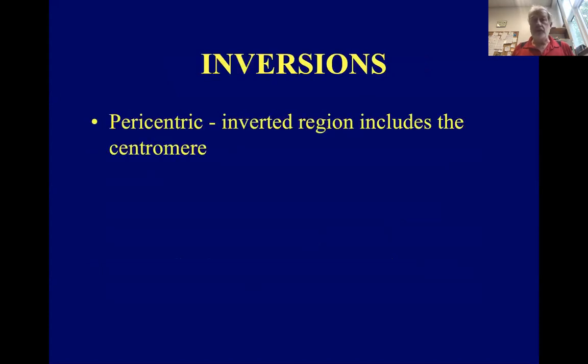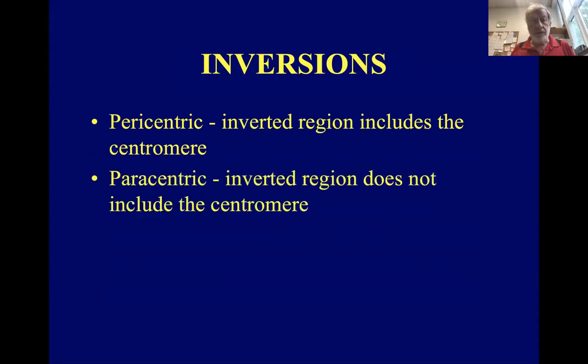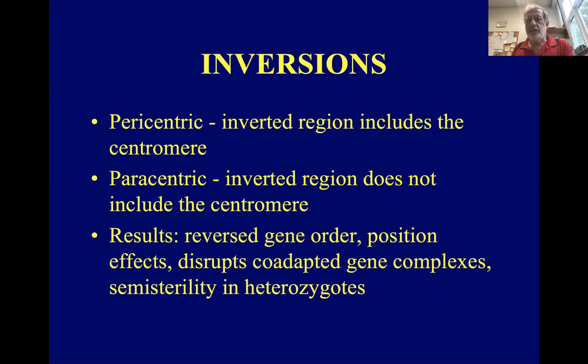So we'll discuss inversions first. Two types are recognized: pericentric, where the inverted region includes a centromere; and paracentric, where the inverted region does not include the centromere. And this can result, of course, in the reversal of gene order, and position effects, where if you change the position of a gene, you change its expression. It can also disrupt what are called linkage groups or co-adapted gene complexes, but it may create new ones as well. And it can result in heterozygotes, that is, individuals having one normal and one inverted chromosome, being roughly half sterile; half of their gametes are inviable.